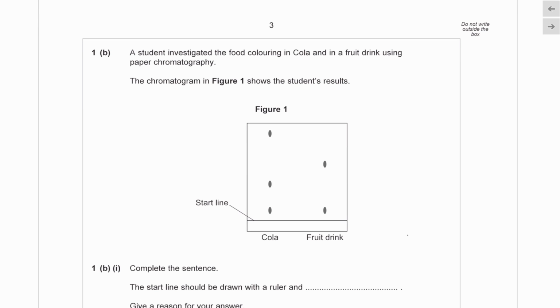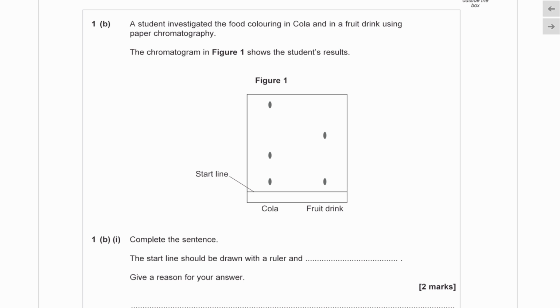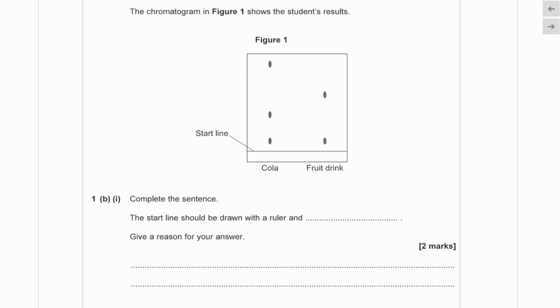1b. So B, part 1. Here we have a student investigated the food colouring in cola and in a fruit drink using paper chromatography. The chromatogram in figure 1 shows the results, and you can see them here. In cola we've got these 3 dots, and in a fruit drink we've got these 2 dots. Alright, to complete the sentence, the start line should be drawn with a ruler and, well, you should know that it's drawn with a pencil.